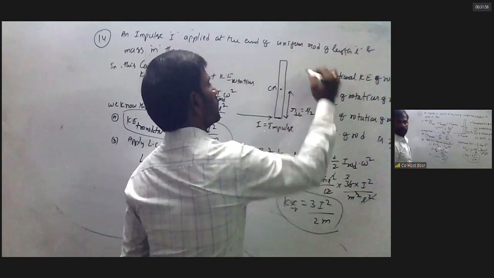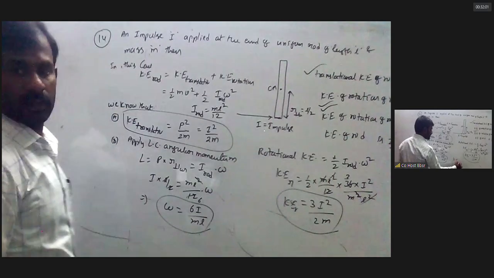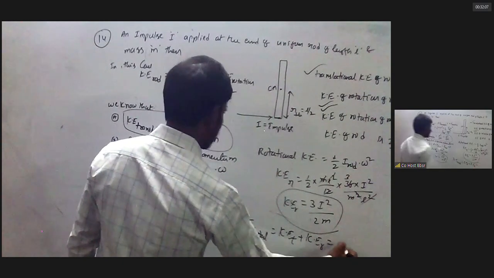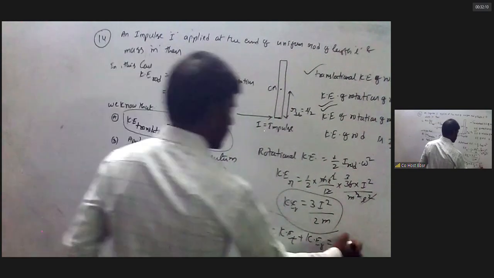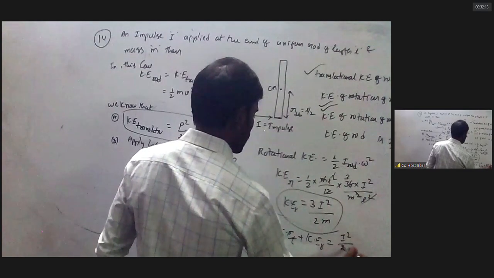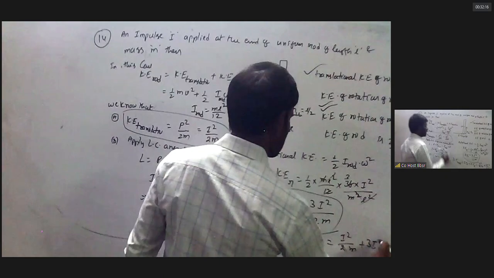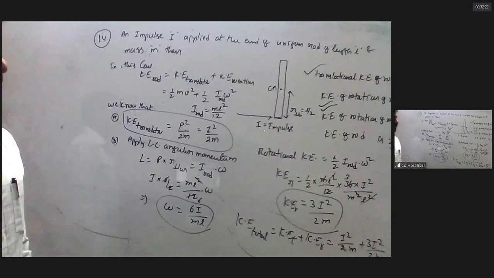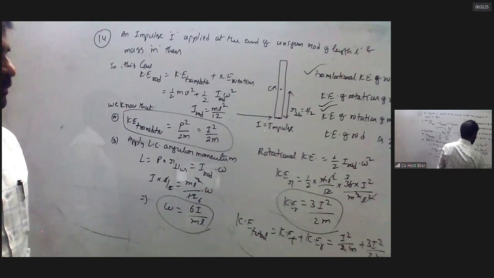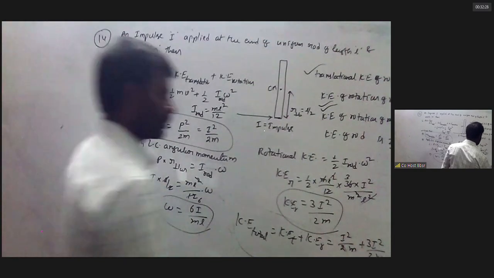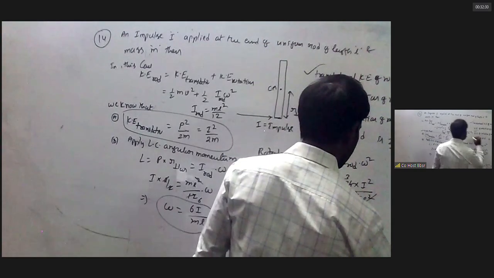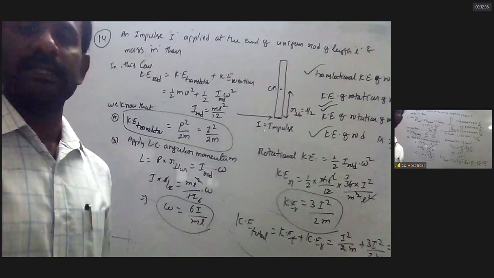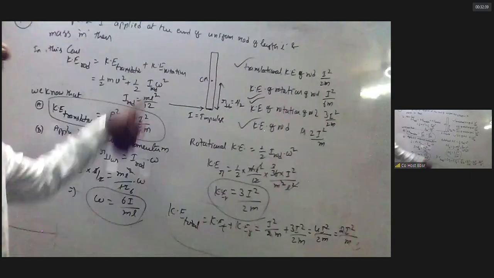And the total kinetic energy is equal to how much? KE translational plus KE rotational. KE translational is I square by 2m plus 3I square by 2m. Both denominators are 2m only. So 4I square by 2m, we get 2I square by m. So the options should be A, C, D. Three options you have got. Check the key: A, C, D.